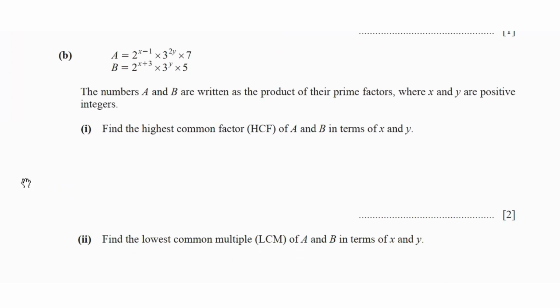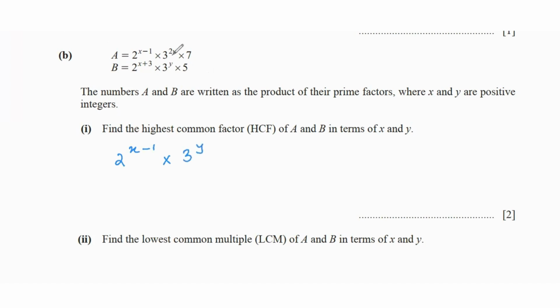Part B says the numbers A and B are written as the product of the prime factors where x and y are positive integers. Find the highest common factor of A and B in terms of x and y. So the highest common factor over here is going to be 2 to the power of x minus 1 times 3 to the power of y.